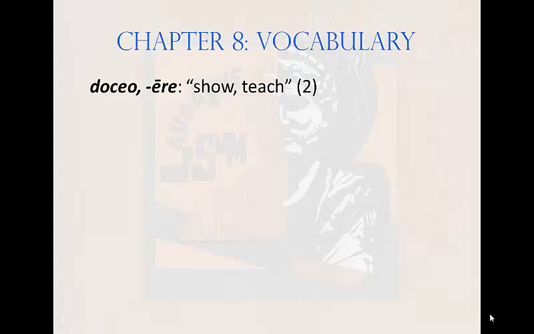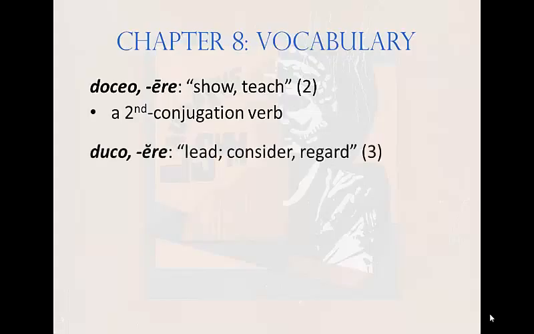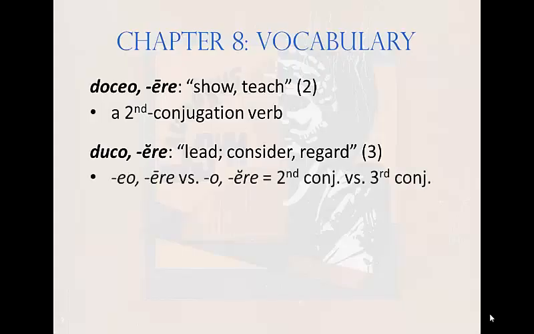The last three entries in this vocabulary list are all verbs. The first is doceo docere, meaning show or teach. It's a second conjugation verb. The next is duco ducere, meaning lead, consider, or regard. It's a third conjugation verb. Look at the difference in the principal parts of these two verbs. Doceo has eo at the end of its first principal part, and a long e in its infinitive. That shows that it's second conjugation. Duco has no e before the o, and a short e in its infinitive. That shows that it's third.